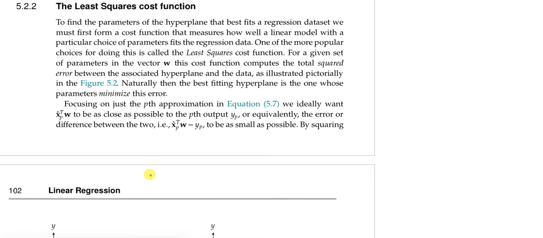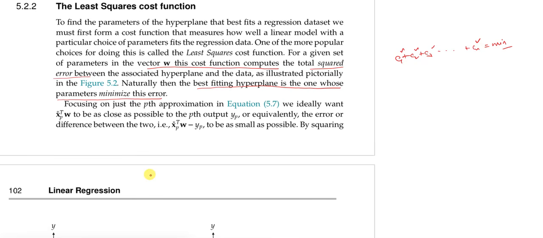Least squares: for a given set of parameters, the vector w, the cost function computes the total squared error. Total squared error means simply the sum of the squares. Our target is the best fitting hyperplane, the one whose parameters minimize this error: the sum of the squares of the errors, e1 square plus e2 square plus e3 square and so on, plus en square, is minimum.